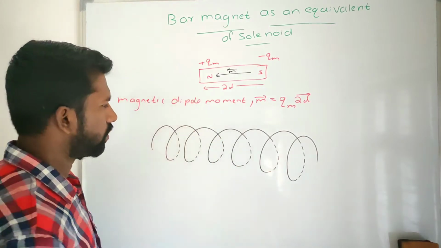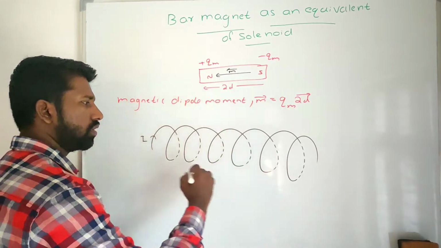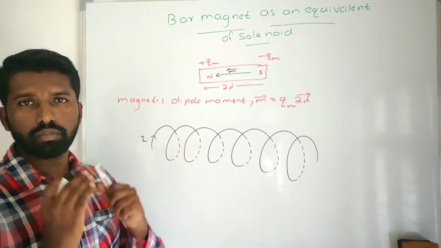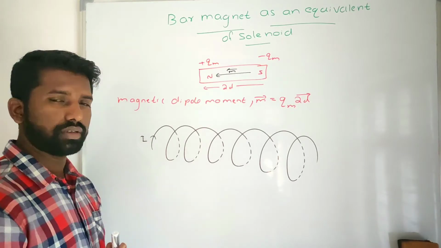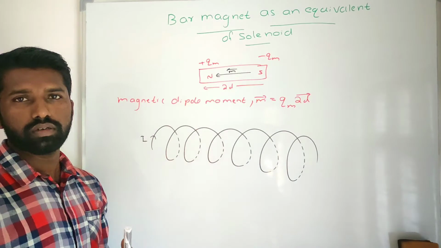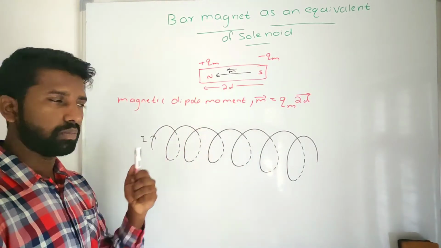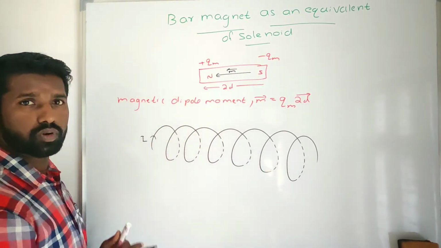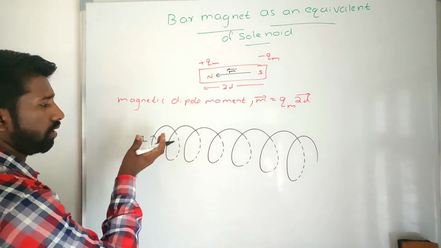Then when the current flows through this solenoid, the current is circulating around it. Circulating current produces a magnetic field and it acts like a magnetic dipole. In a similar way, the current circulating through the solenoid produces a magnetic field and the solenoid acts like a magnetic dipole. That means one end of the solenoid acts like a north pole and the other acts like a south pole. The direction we can find out by the right hand rule.